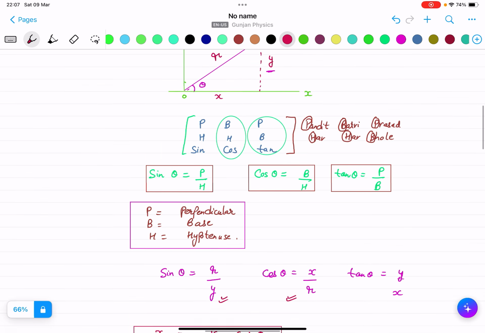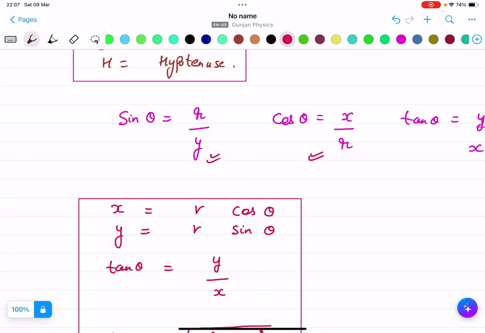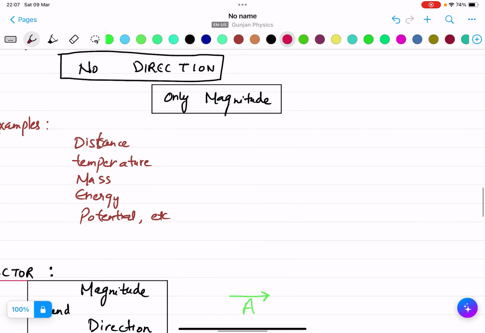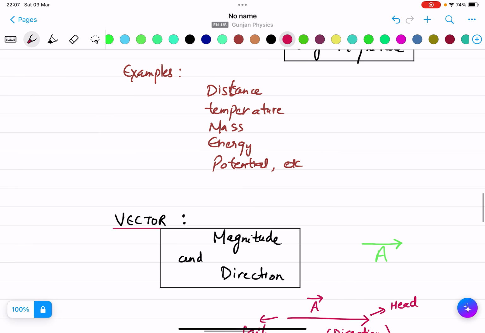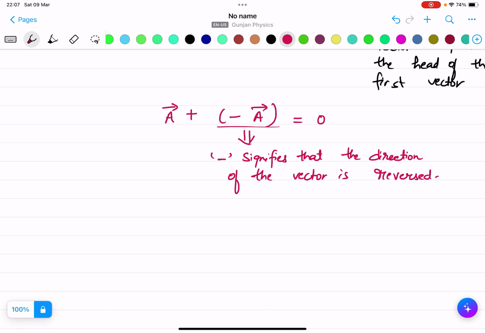Now my third property. This is first, second, yeah. If I speak about the third property now, third is subtracting vectors. How do we subtract vectors?